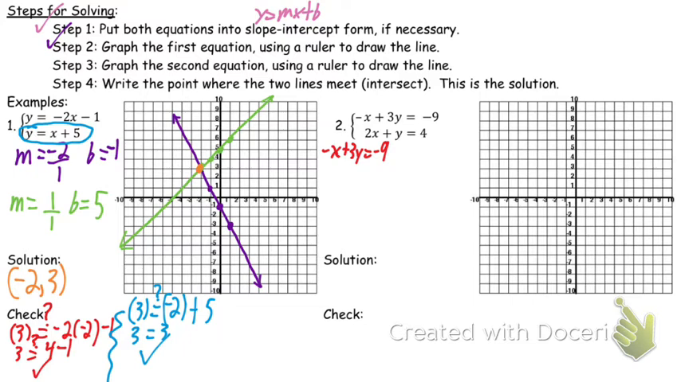So we have a negative x plus 3 times y. Which one of those are we going to get rid of first? The negative x or the 3? The negative x. How do we get rid of the negative x? Add a positive x. So negative x plus x is? 0. It's gone.